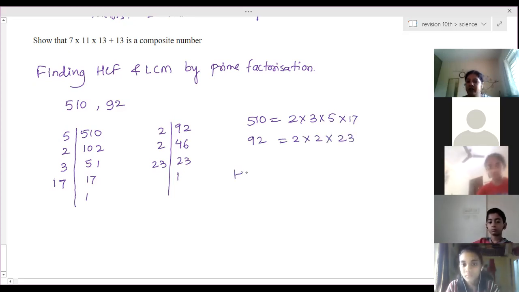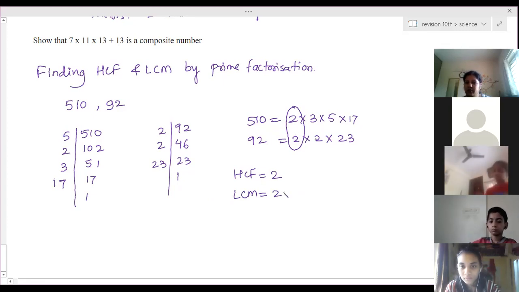Now for finding HCF, we have to take out the number which is common in both of them. So only 2 is common between them. Therefore HCF is 2. And for LCM, write 2 once. 2 is present on both sides, so you write all the common numbers once only, and all the uncommon numbers again. So 2 into this 2, then 3, 5, 17 and 23.